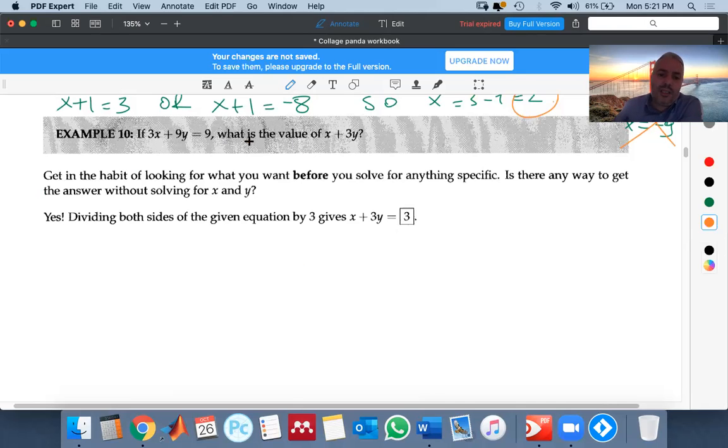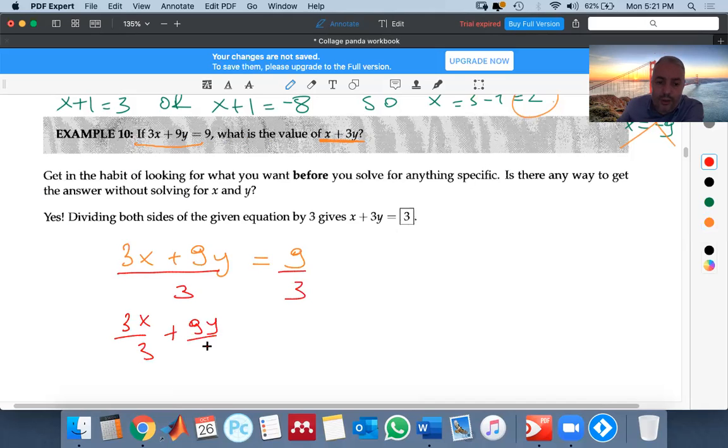Now the new question is this: when this is given, what is this? So when you look at 3x + 9y = 9, it's clear that I can divide by 3. So it will be 3x over 3, 9y over 3. So it will be x plus 3y, which is equal to 3. So this is my question, x plus 3y, which is equal to 3.